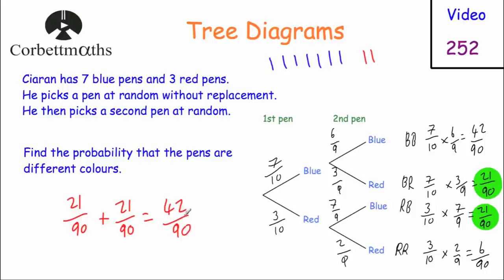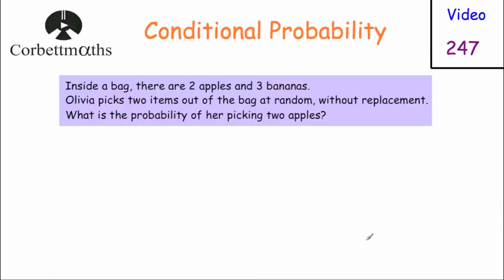Now normally with probability questions, you only need to simplify it if they ask you to, but if we simplify this at the very end, the answer would be 7/15. And that's it. Okay, let's have a look at our next topic.